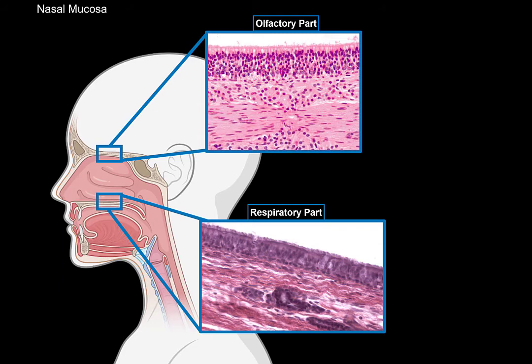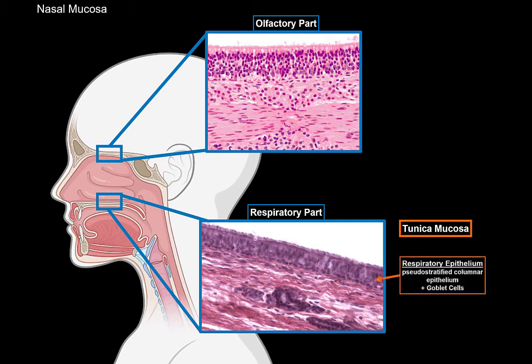So both parts have a tunica mucosa, but the respiratory part has a so-called respiratory epithelium, which consists of pseudostratified columnar epithelia, which have a numerous amount of cilia on them to catch any type of irritants in the air and trap them so that you can sneeze them out. In between the epithelium, you will find goblet cells that produce lubricating mucus on the surface. And in the tela submucosa, you'll find numerous mucus glands, which are mixed type glands that produce mucus.